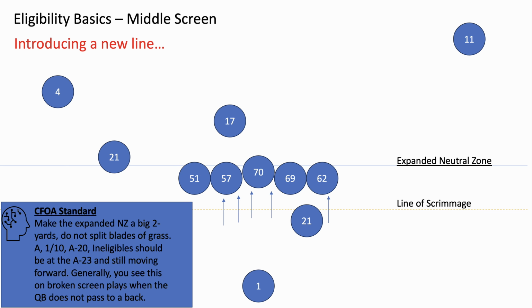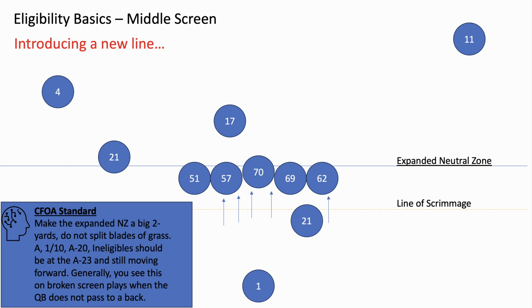So that expanded neutral zone, our standard in CFOA is to make that expanded neutral zone a really big 2 yards. Do not split blades of grass. If you think he was at or behind the expanded neutral zone, then he was not beyond the expanded neutral zone. Really, again, if you're thinking a 1st and 10 from the A20, ineligible should be beyond the expanded neutral zone, at the A23, still moving forward.